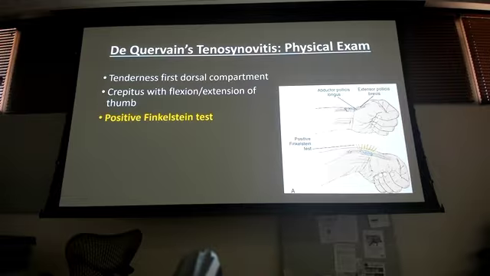You're in ulnar deviation. You see the rookie mistake people make? They think that's flexion. It's actually ulnar deviation. So again, you're reproducing that motion that causes them that pain and putting the stretch on the first dorsal compartment. Make sense?